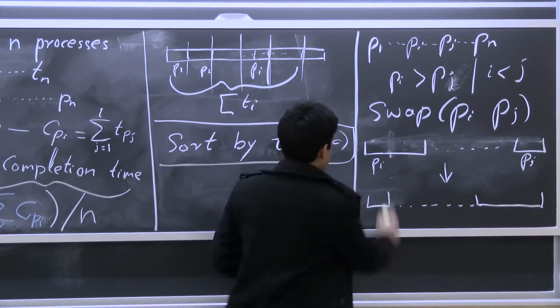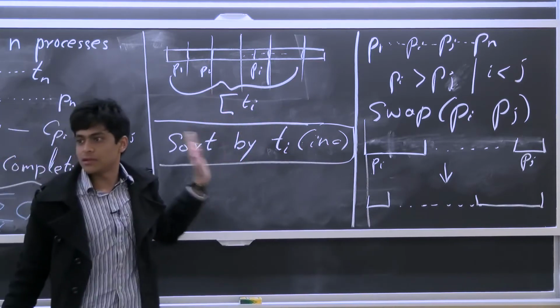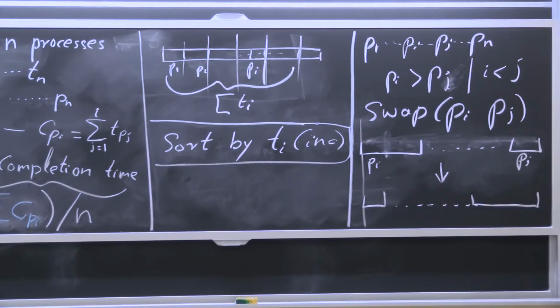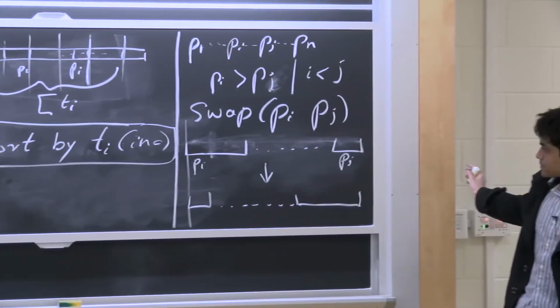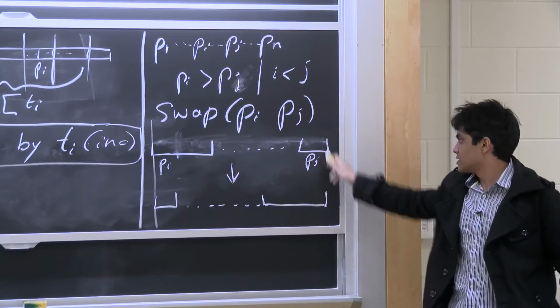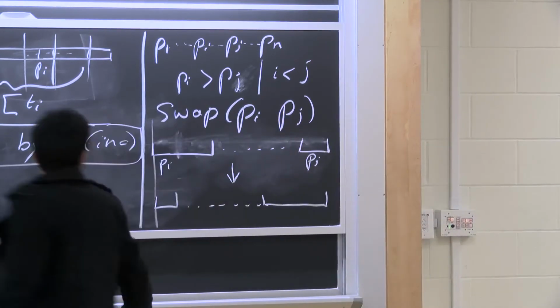So first of all, observe that the completion times of everything behind this is the same. They all have the same completion time, nothing's affected. And you're only changing these two things. Everything after this also has the same completion time. So the only things that are changing are this one, and all the ones up to this one. Even this one has the same completion time. Make sense?